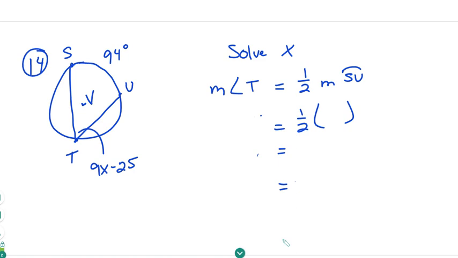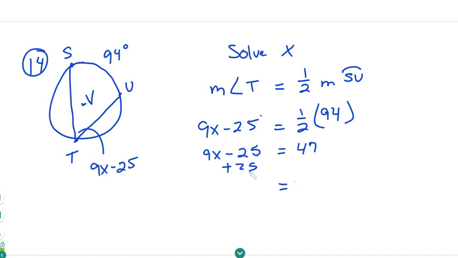Angle T is an inscribed angle, so the measure of angle T is going to be 1/2 of the measure of arc SU. Formula. Substitution step. 9x minus 25 is equal to 1/2 of the arc of 94. Half of 94 is going to be 47. So 9x minus 25 will equal 47.